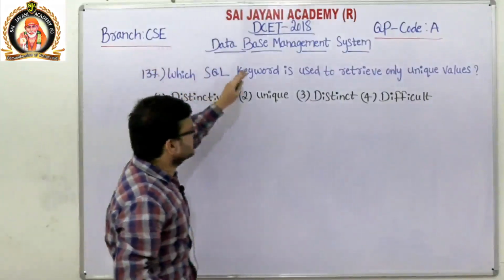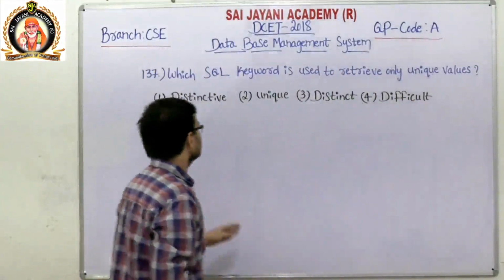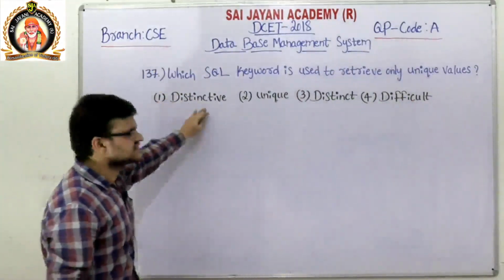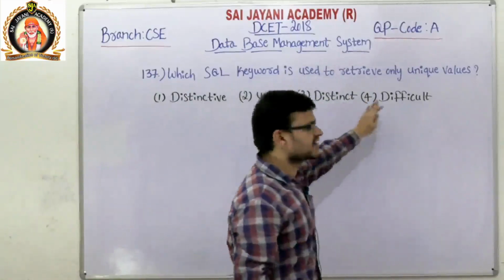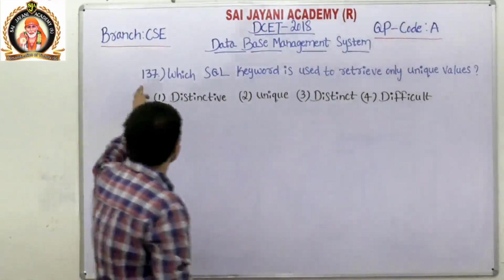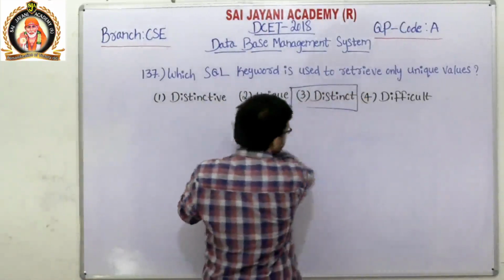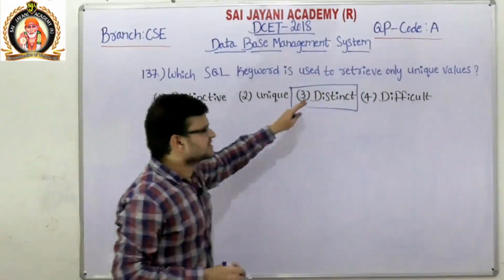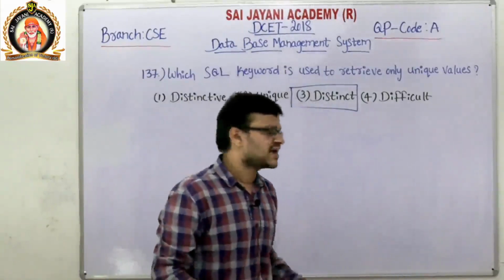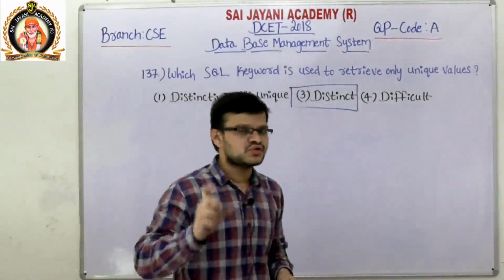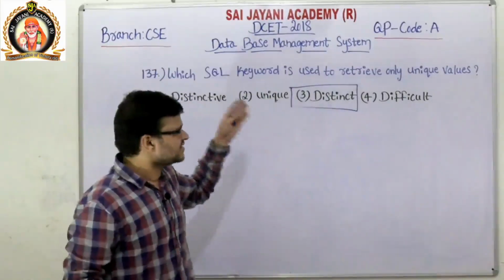Question 137: which SQL keyword is used to retrieve only unique values? We have four options. The first option is distinctive, the second one is unique, the third one is distinct, and the fourth one is difficult. For question number 137, the third option, distinct, is the right answer. This distinct keyword is used along with the select statement to retrieve only distinct values, that is, only unique values.